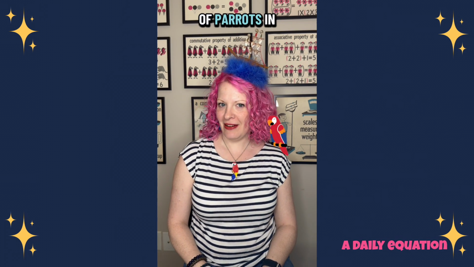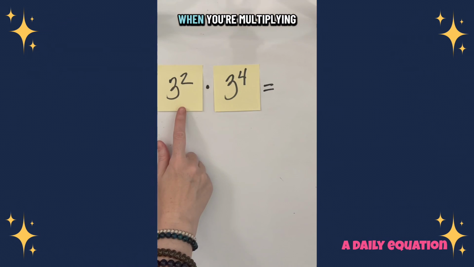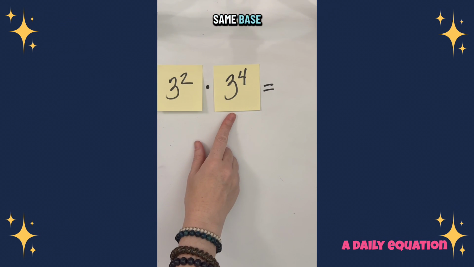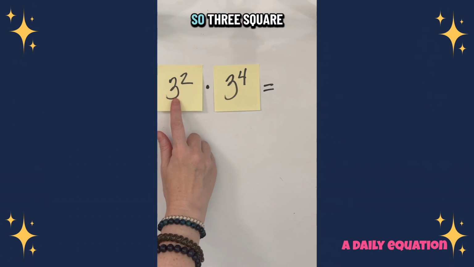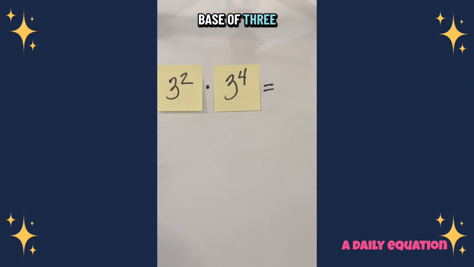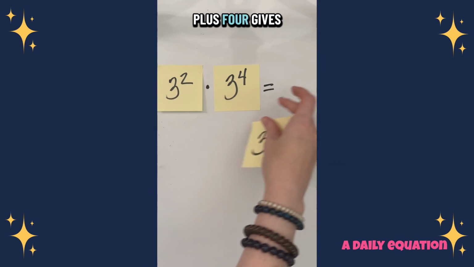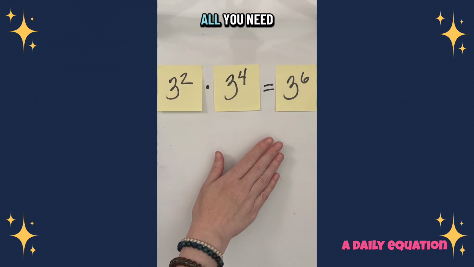3 squared times 3 to the 4th, that's a lot of parrots. In fact, you might say they were adding up. When you are multiplying powers with the same base, the rule is you keep the base and add the exponents. So 3 squared times 3 to the 4th, we keep that base of 3 and we add the exponents. 2 plus 4 gives us 3 to the 6th. The rule is all you need.